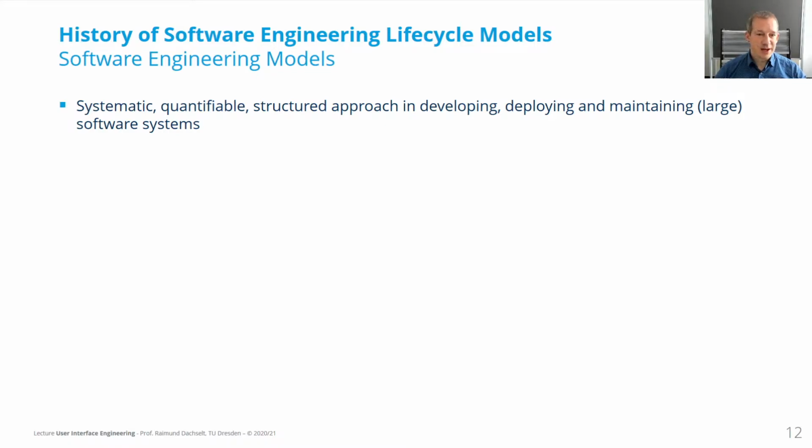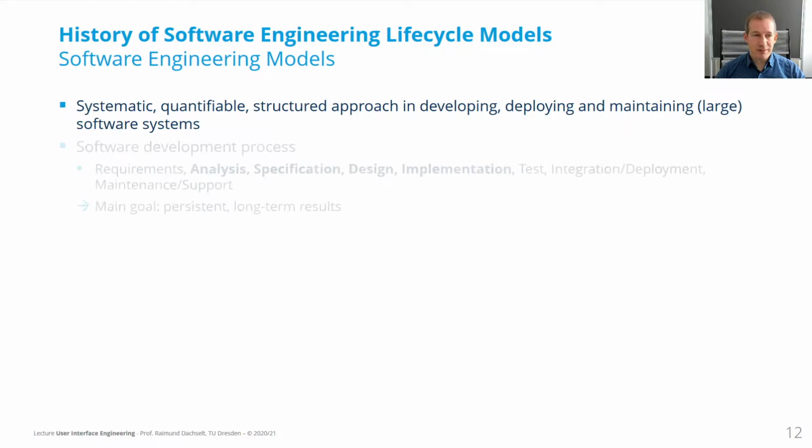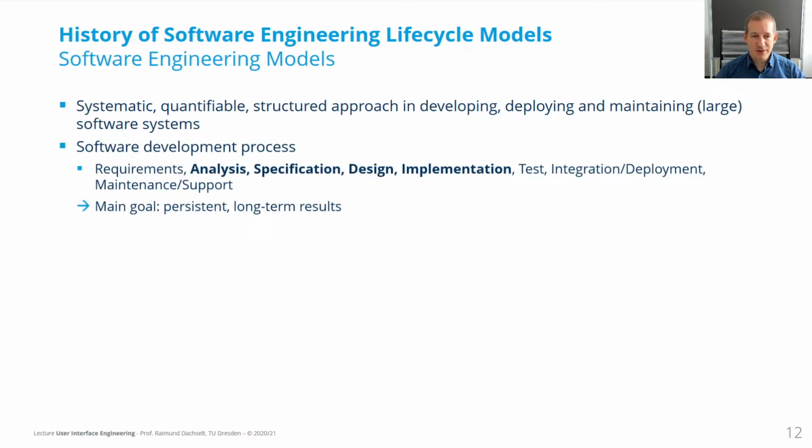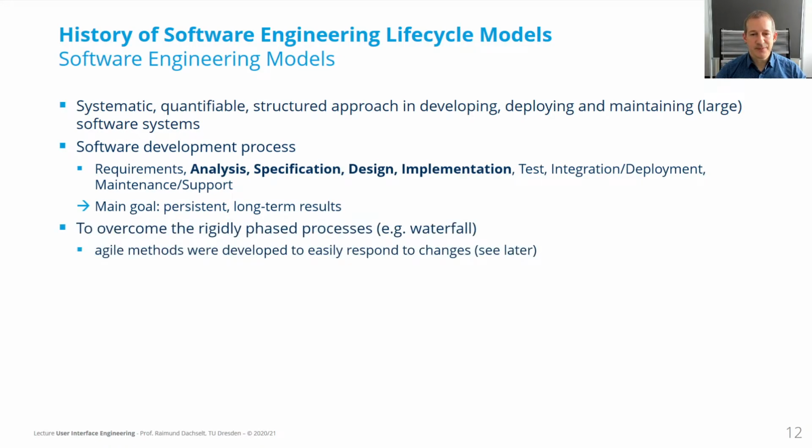Yeah, so all these software engineering models are systematic, they are quantifiable, they are structured approaches, and they are basically addressing and maintaining large software systems. And what unites them are the typical phases in each software development process, which are requirement analysis or analysis phase, specification of a system, its design, the implementation, testing, integration, deployment, maintenance, and support. So these are the typical phases which always appear in any software engineering cycle, basically.